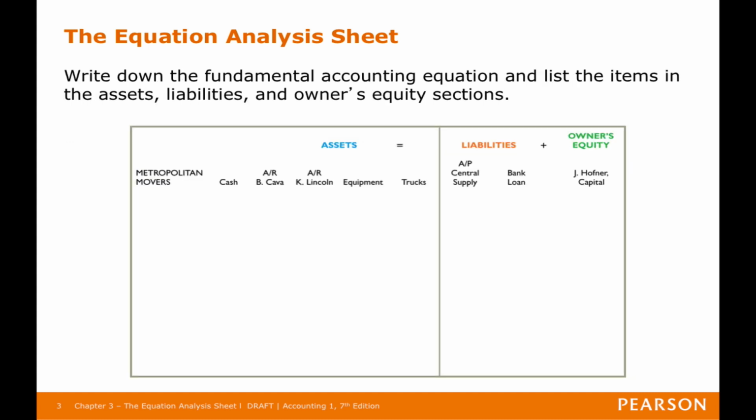So we're going to start out with a blank equation analysis sheet. And at the top of the sheet, you need to write down the fundamental accounting equation, assets equals liabilities plus owner's equity, and then list the items in those assets, liabilities, and owner's equity sections. In this case, the company that we're looking at is Metropolitan Movers. They have 5 different assets, 2 liabilities, and the owner's equity capital account.